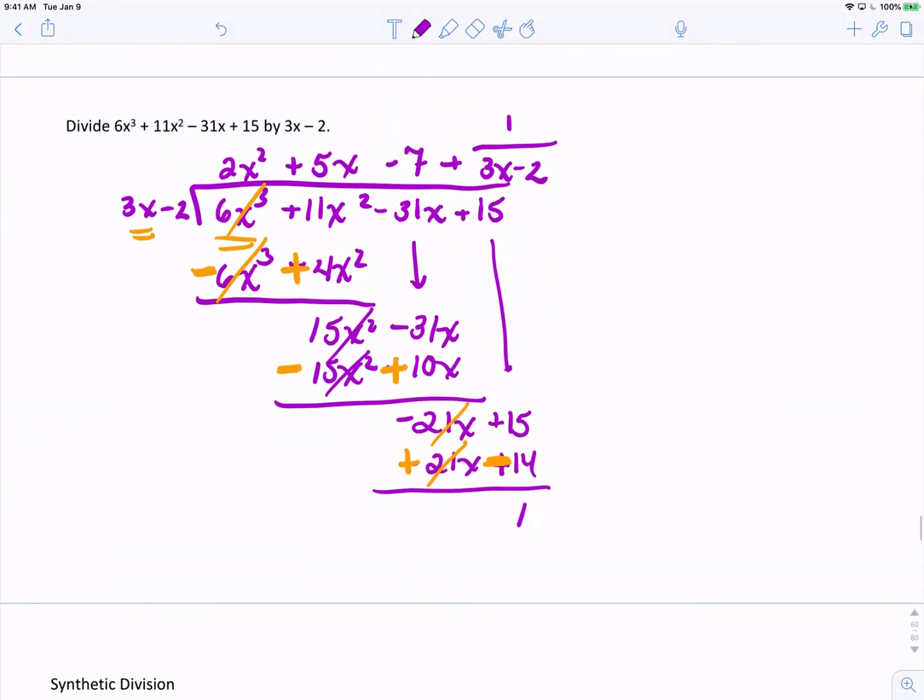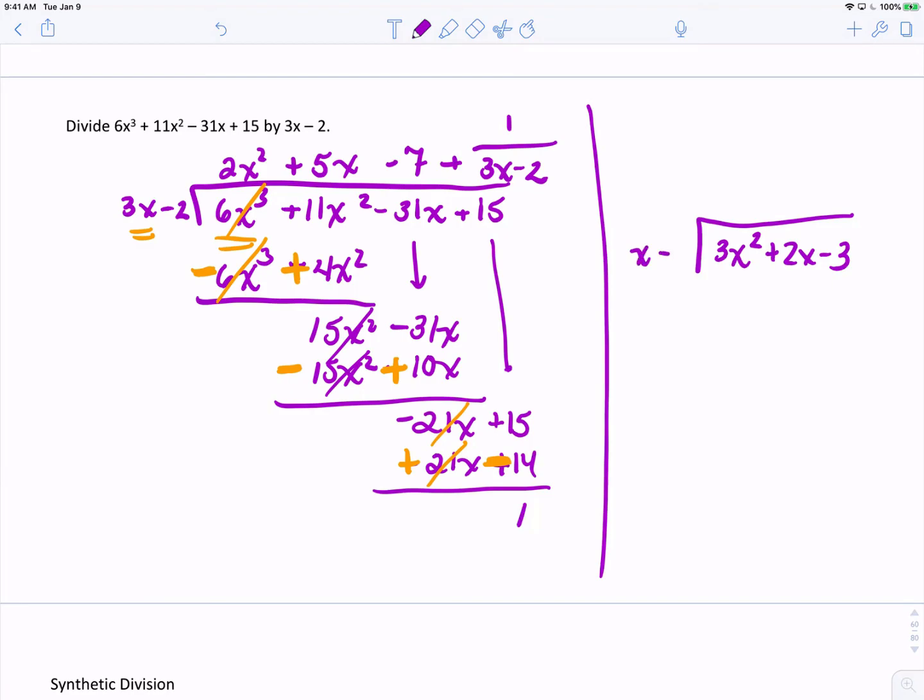Here, why don't you try this one? All right, so why don't you see if you can divide, we'll do a short one, 3x squared plus 2x minus 3 by x plus 2. Why don't you give that one a try?